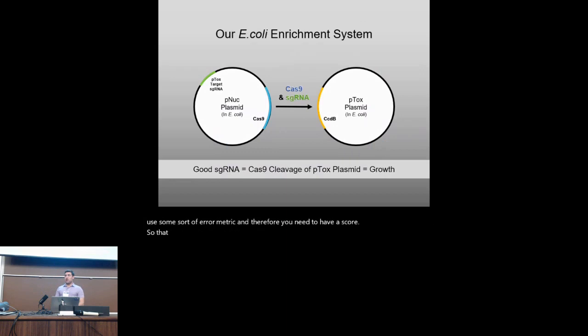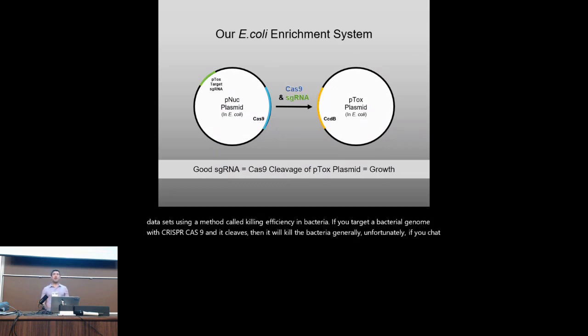So that brings me to our E. coli enrichment system. Prior bacterial work has generated some nice data sets using a method called killing efficiency. In bacteria, if you target a bacterial genome with CRISPR-Cas9 and it cleaves, then it will kill the bacteria generally. Unfortunately, if you chat with your microbiologist friends, you'll find that bacteria also just kind of die. So it's not always the best metric when you're trying to look at performance.